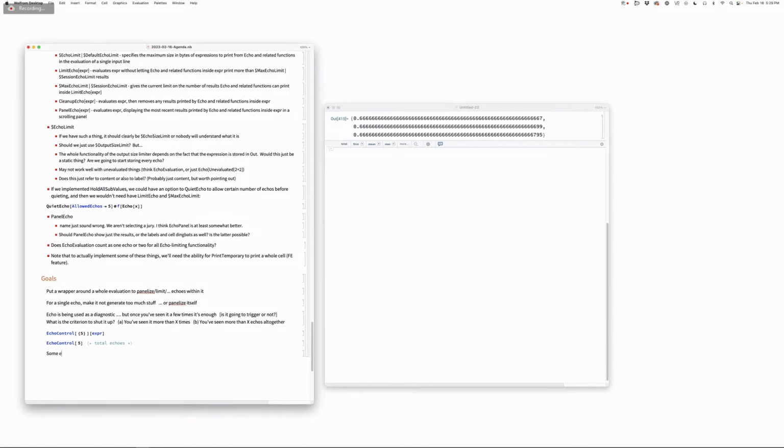But okay, another goal is some evaluation produces lots of echoes. When it's finished, get rid of them. That's echo cleanup or cleanup echo. Yep. Okay. So I don't think you're right. I don't think any of this is significantly different from what we discussed last time. Yeah, I agree. So we need to home in on what we really want to do.